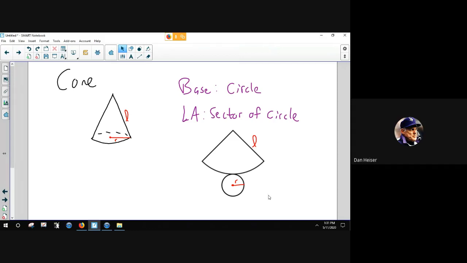So you are basically using 2 different circles here. You have one circle, that's the base, and then you have a different circle that creates the lateral. Only it's not an entire circle, it's a piece of a circle. It's a sector. This would be the center of that circle, and the slant height would be that other circle's radius. And that's going to be key when we see what the formula for this is.